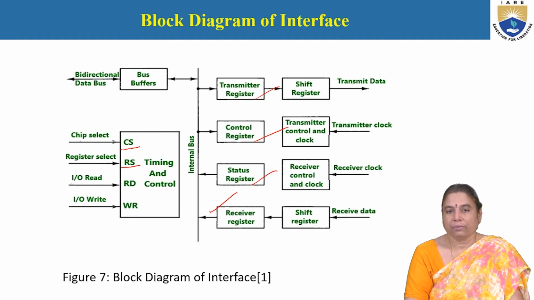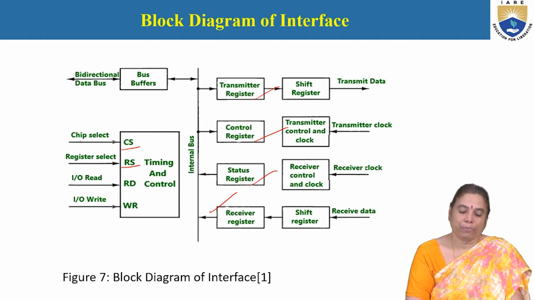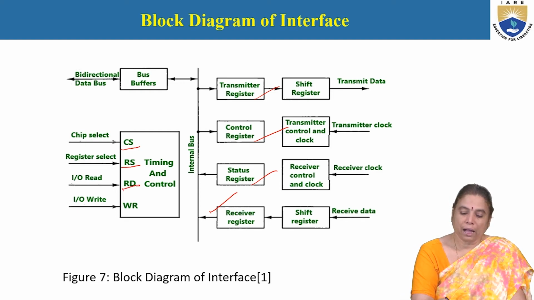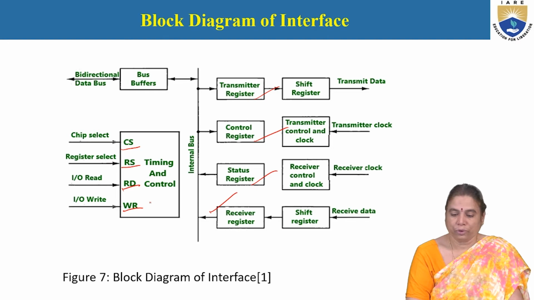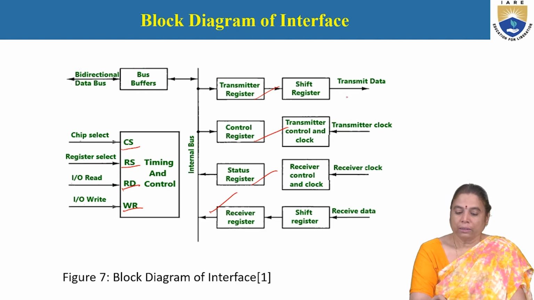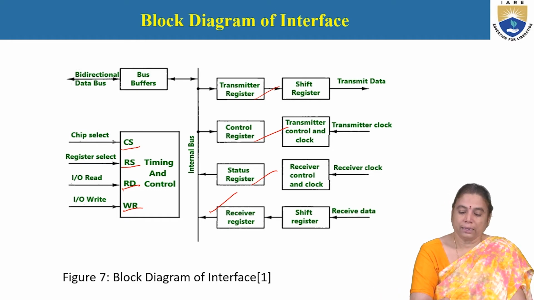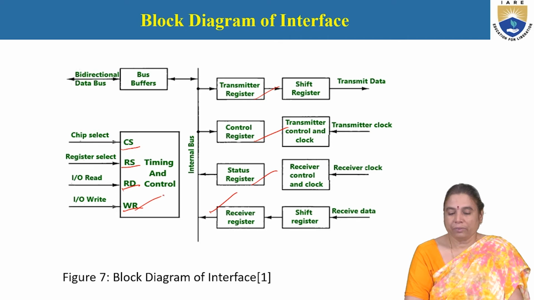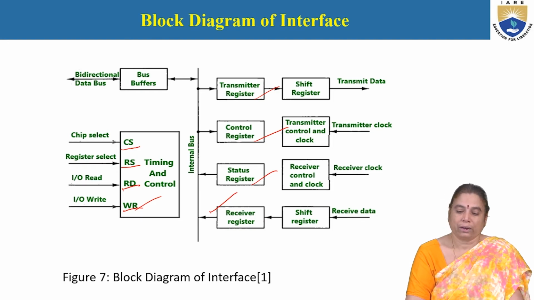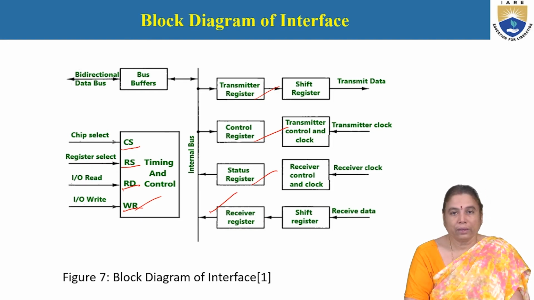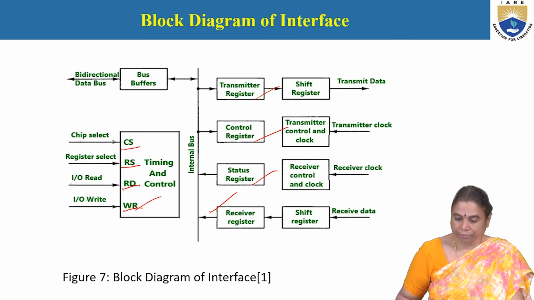Whether the asynchronous communication interface is performing I/O read or write depends upon the RD and WR signals. Whenever the data is transmitted as an output, the write signal is activated so that the transmitter register and shift register are involved in the data transfer. Whenever a read operation occurs, the control signal is activated. From the shift register, the receiver register can receive the data and place it in the bus buffer. In this way, the asynchronous communication interface works.